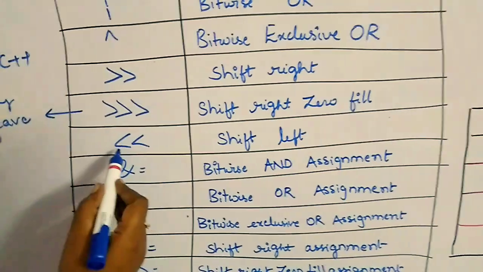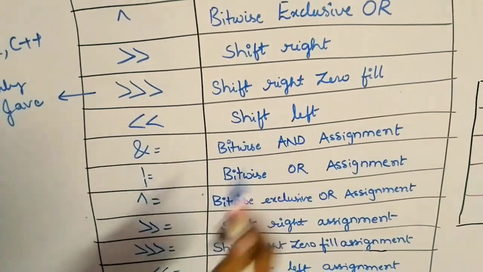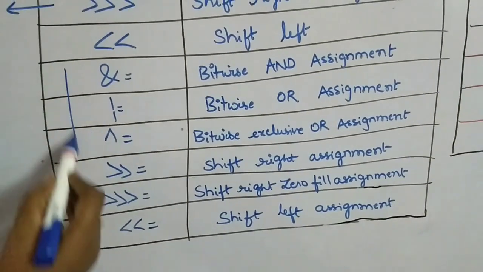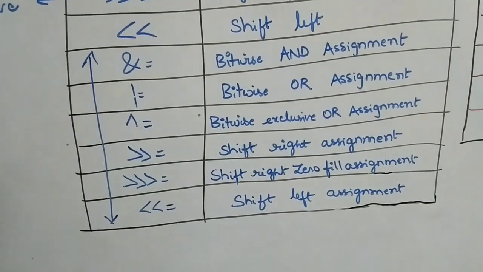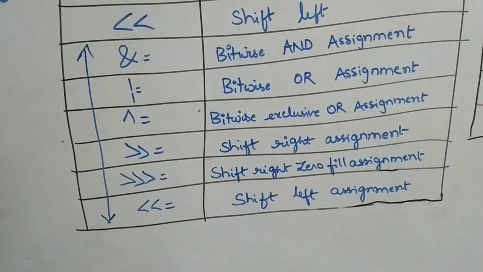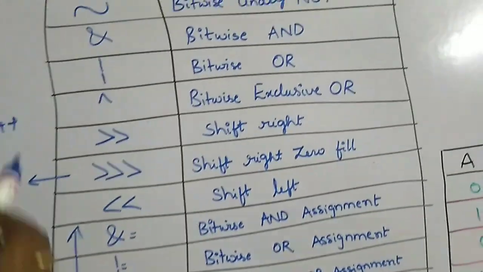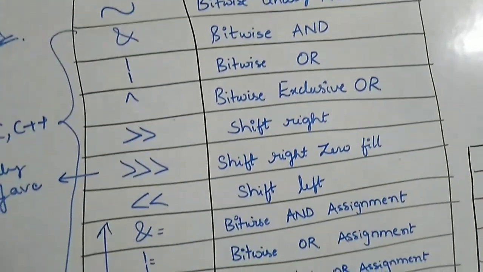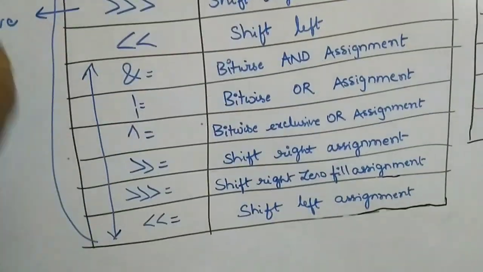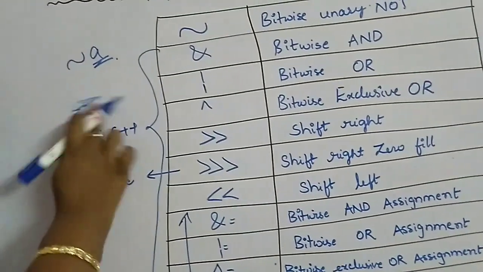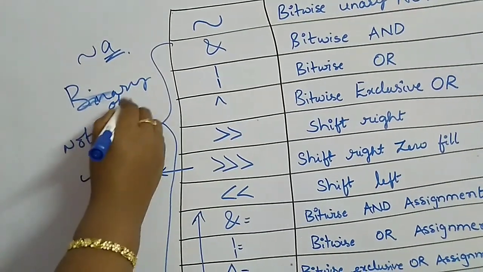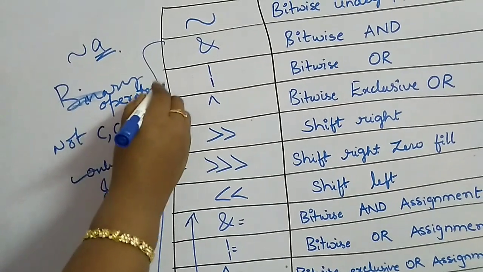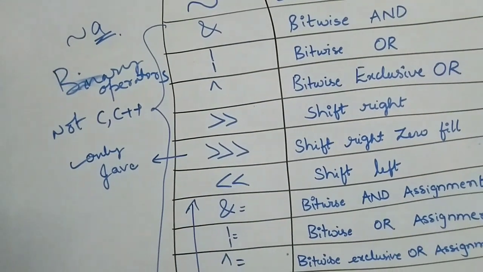Two lesser than symbols is called the shift left operator. From here till here, all these are the compound assignment statements applied on the above mentioned bitwise operators. And from the second one till here, all these are considered to be binary operators, meaning that there will be two operands, so they will be applied on two operands.